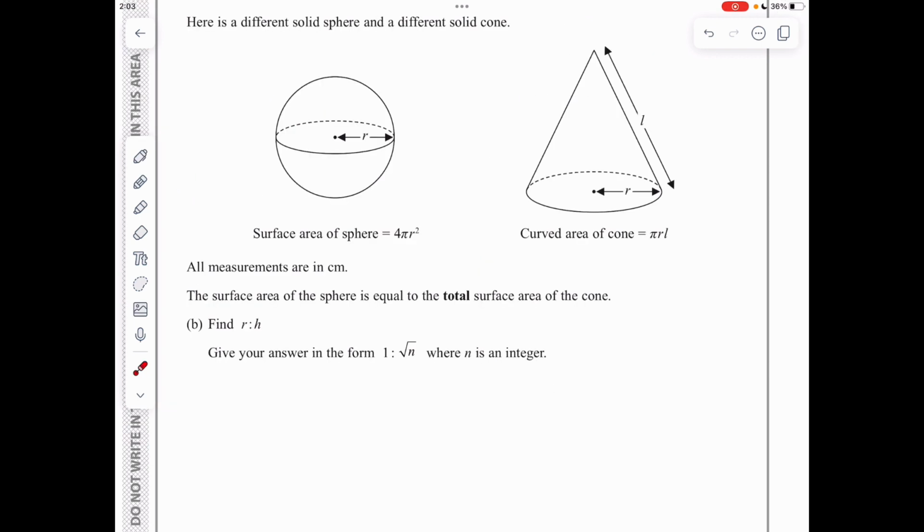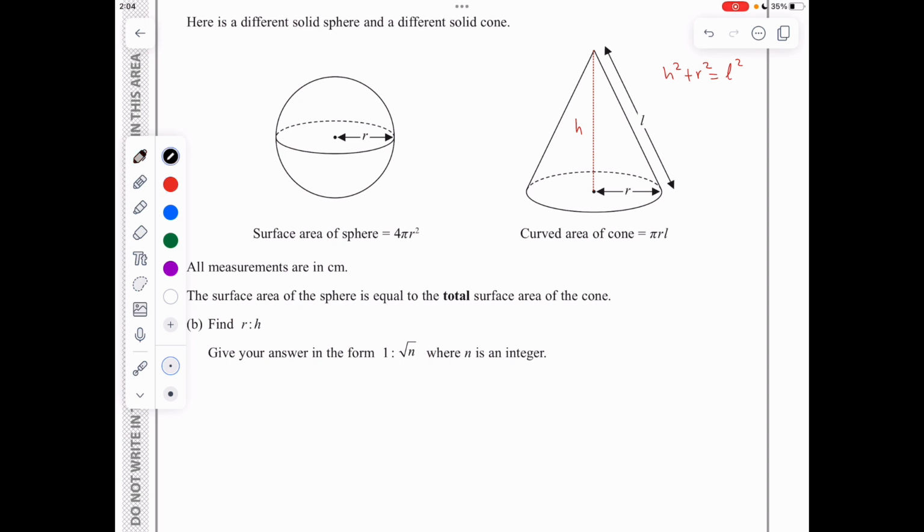In part B, we've got a different solid sphere and a different solid cone, and we are told that the surface area of the sphere is equal to the total surface area of the cone, and we need to work out the ratio of r to h. Remember that h is the height of the cone as shown here. I immediately spot the right angle triangle here, so it helps noting down that h² plus r² is equal to l², Pythagoras' theorem here.